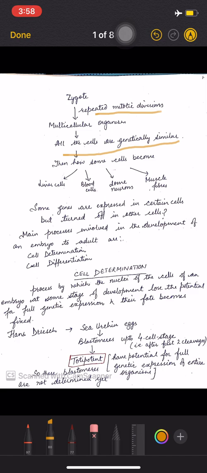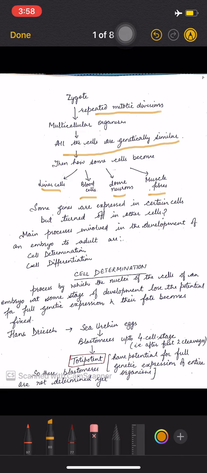Genetically similar means all the cells have the same amount of genetic material in them. Now, if all the cells in our body have the same genetic material, then how do some cells become liver cells, some become blood cells, some neurons and some muscle fibers? Why do only the liver cells secrete the bile juice, and why is hemoglobin produced only in the red blood cells?